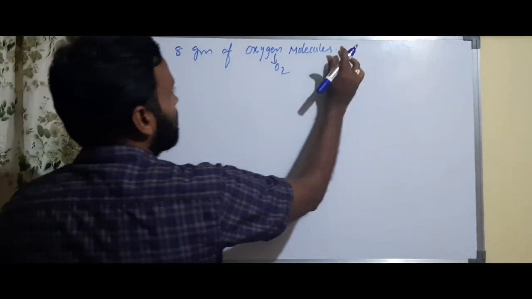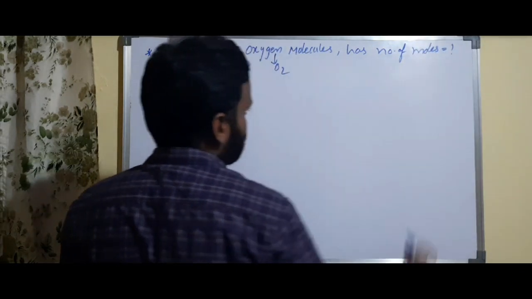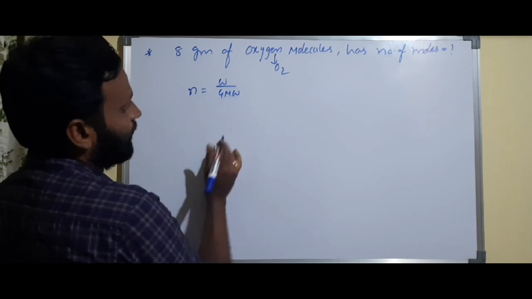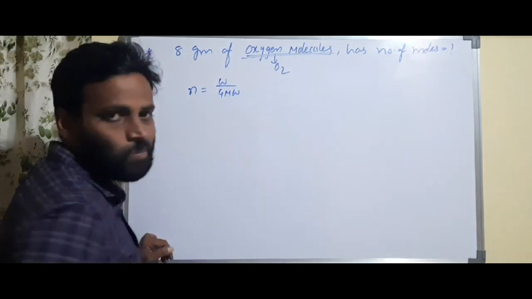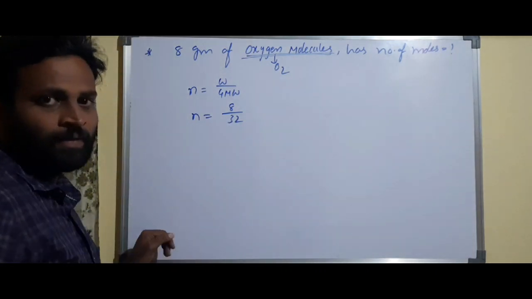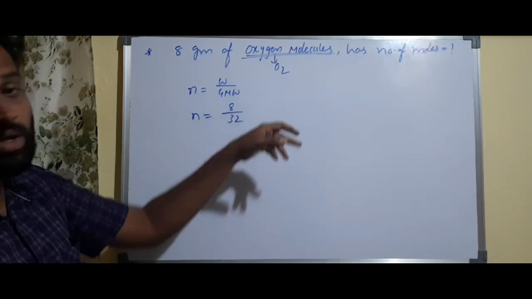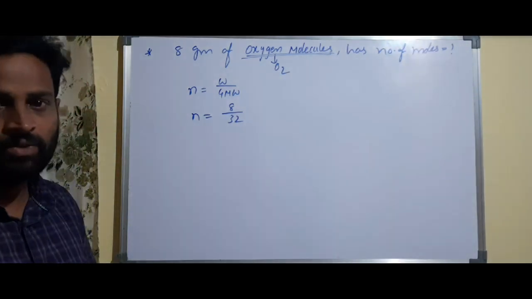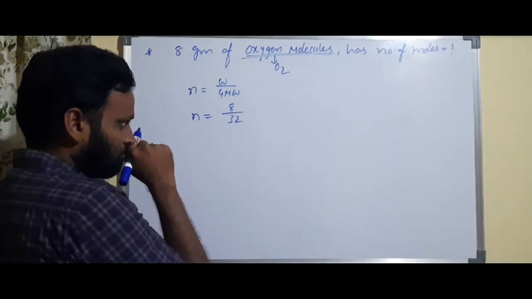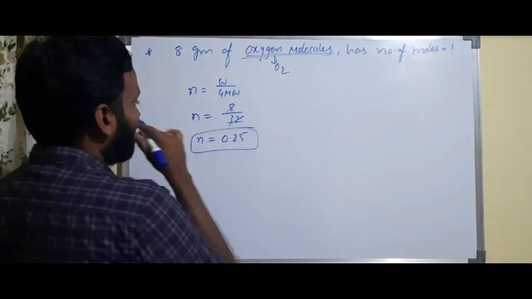So 8 grams of oxygen molecules has how many moles? The formula is the weight of the substance to the gram molecular weight. So it is 8 by 32. Why 8 by 32? Oxygen atomic weight is 16, but the oxygen molecule is O2: one oxygen is 16, two oxygens is 16 into 2, so 32. O2 means 32, N2 means 28, like that we have to consider. So n is equal to 8 by 32, and you get the number of moles 0.25.